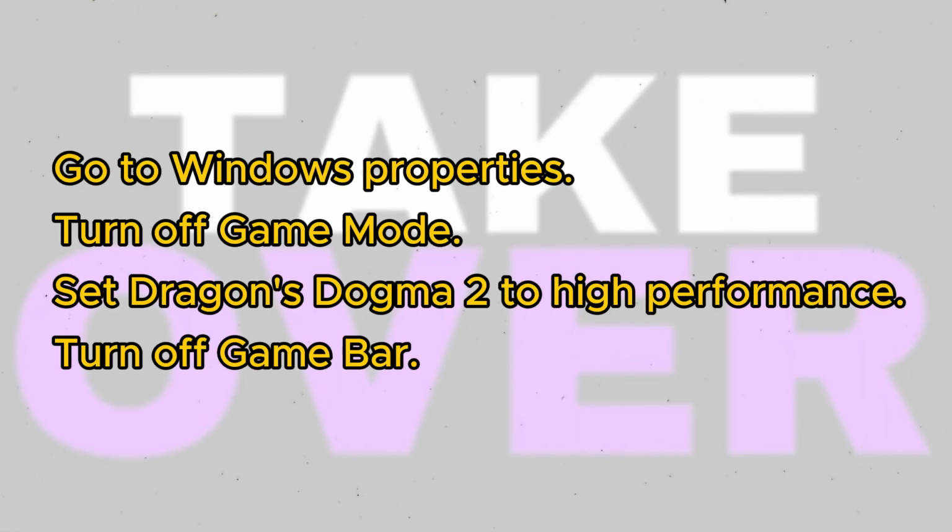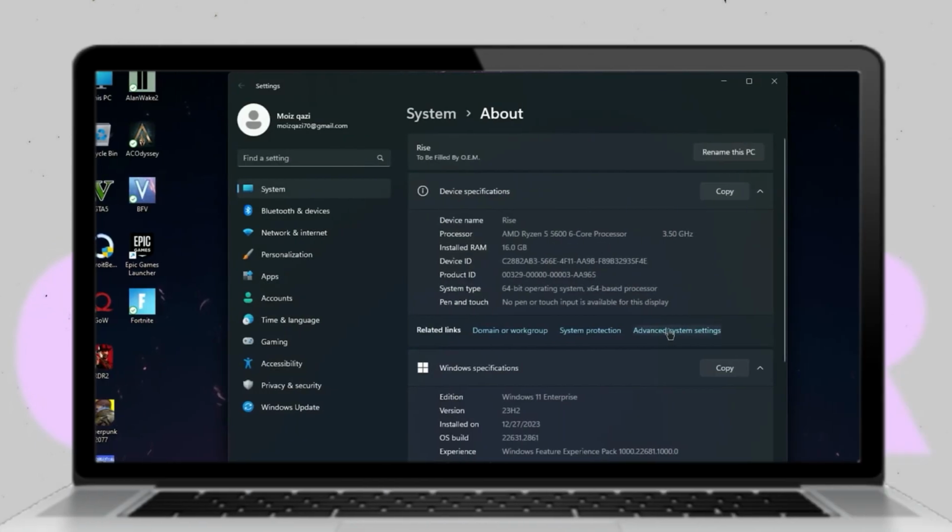First, go to your Windows properties. Once opened, click on Gaming and then go to Game Mode, turn off Game Mode. While many suggest turning it on, in my experience, it can reduce FPS. So, I suggest turning it off.